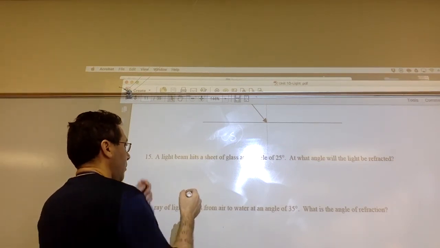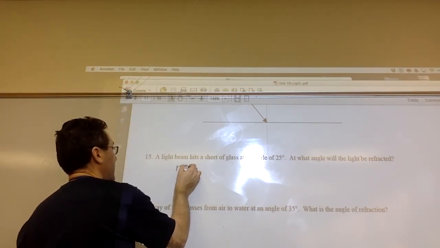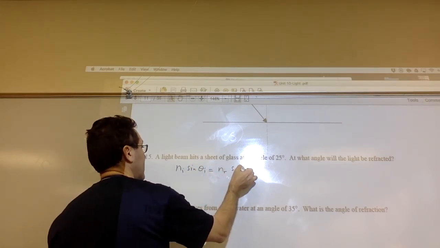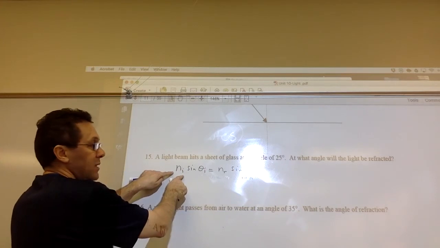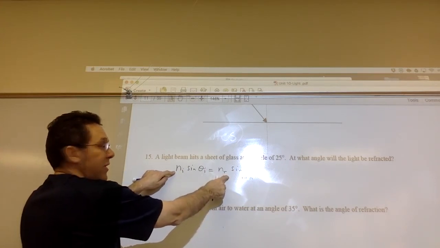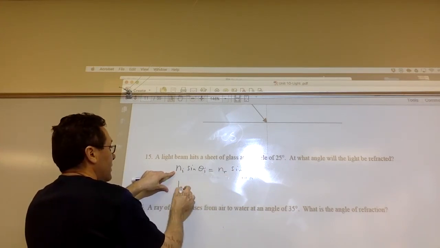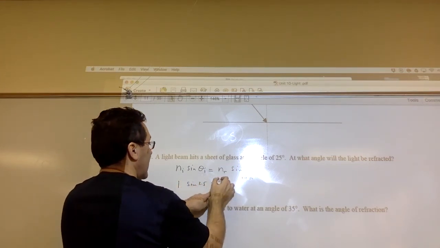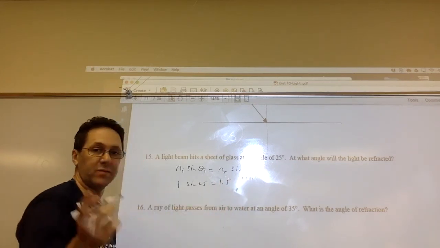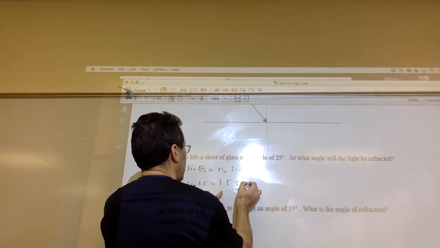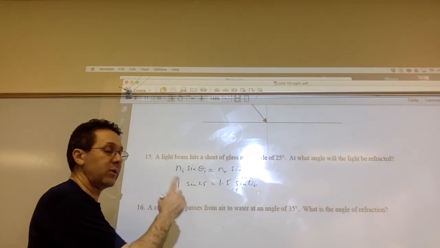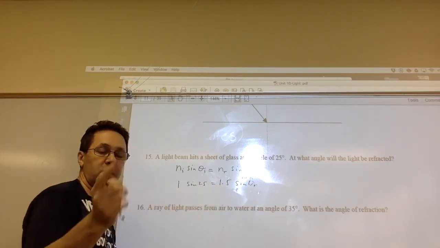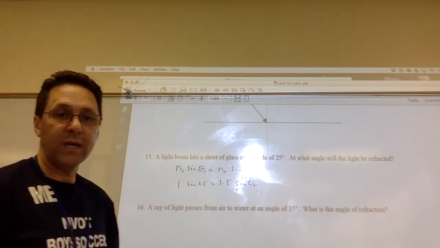Remember that. So all I have to do is n_i sine theta_i equals n_r sine theta_r, where i is the incident and r is the refracted. I'm coming from air, so sine 25 equals n_r, for glass I think it's 1.5 or 1.52, you'll have to look at that sheet, times sine theta_r. Make sure you're in degree mode. You would divide the left side by 1.5 and then take the inverse sine to find the angle.